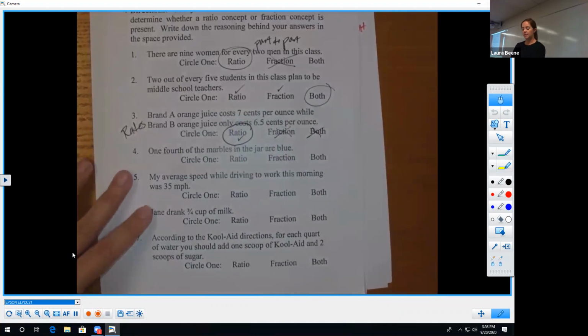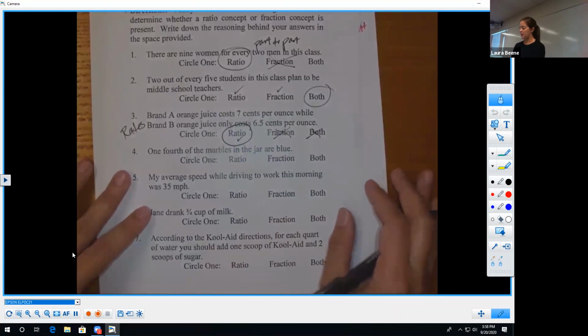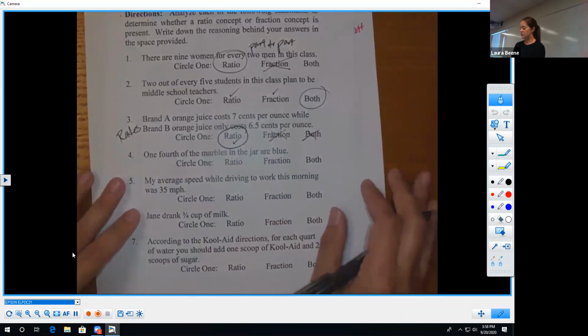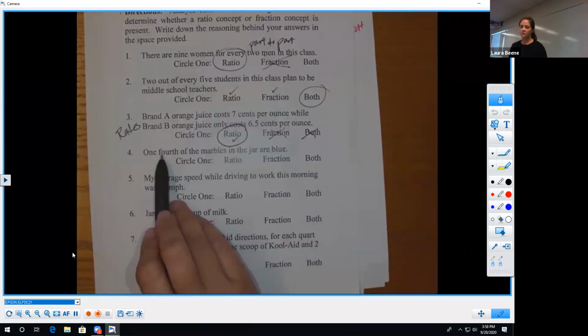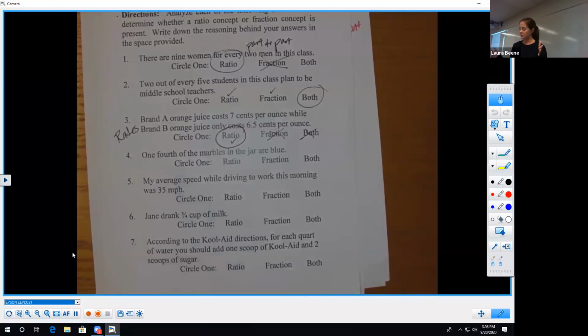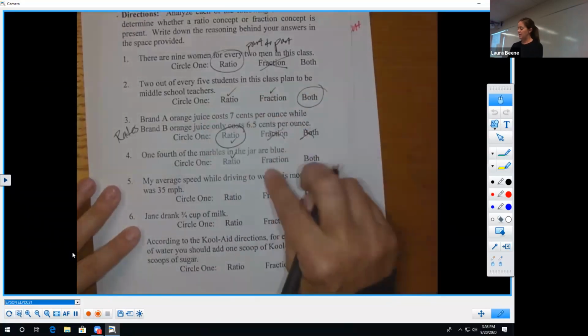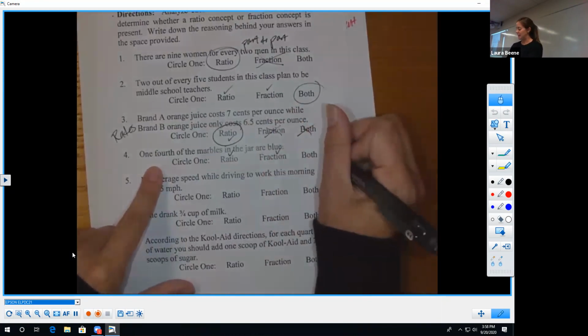Okay, look at number 4. 1/4 of the marbles in the jar are blue. Is this a ratio? Do we know how many marbles per how many marbles is blue? It says 1/4. That means 1 out of every 4 marbles is blue. So it is a ratio. It actually told us the situation as a fraction, so we know it's a fraction, and so it's both in this case.